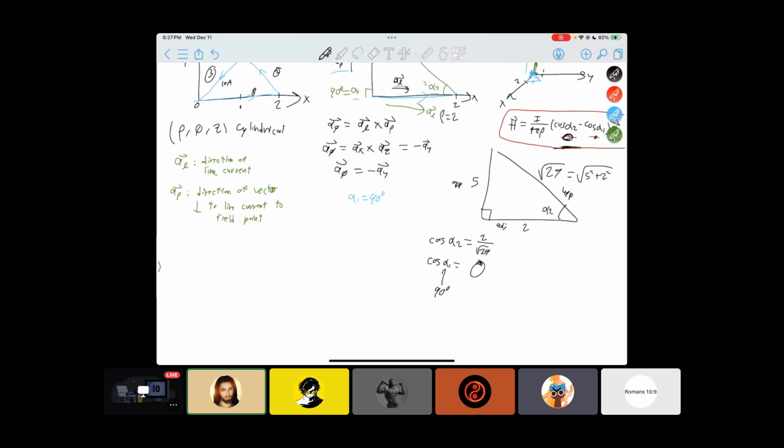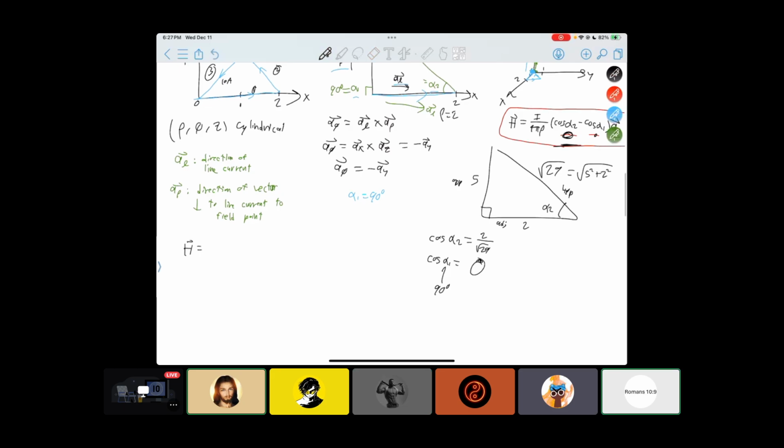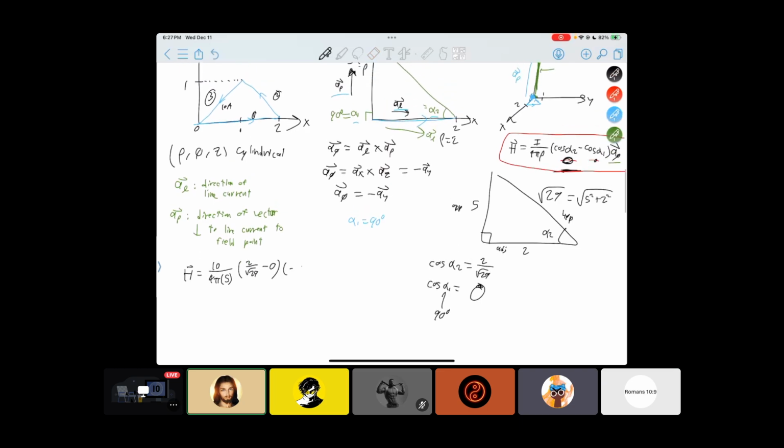Let's just make sure we know what we're doing here. So basically, like the book says, we're plugging in I, which is 10 milliamps, or 10 amps, I'm sorry. So that's 10 over 4 pi times rho, which is 5. And then you've got your cosine values. So that's 2 over square root of 29 minus 0. I'll put minus 0, let's be explicit, times a_phi. There you go. And that's what the book says as well. So okay, we know how to do this problem.